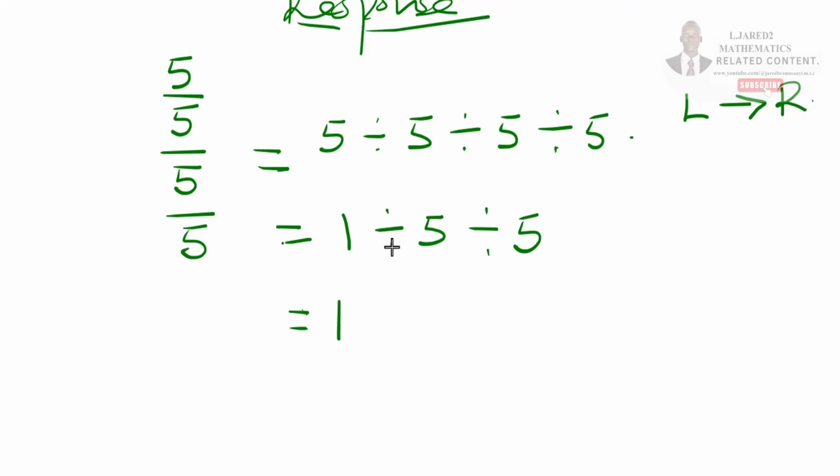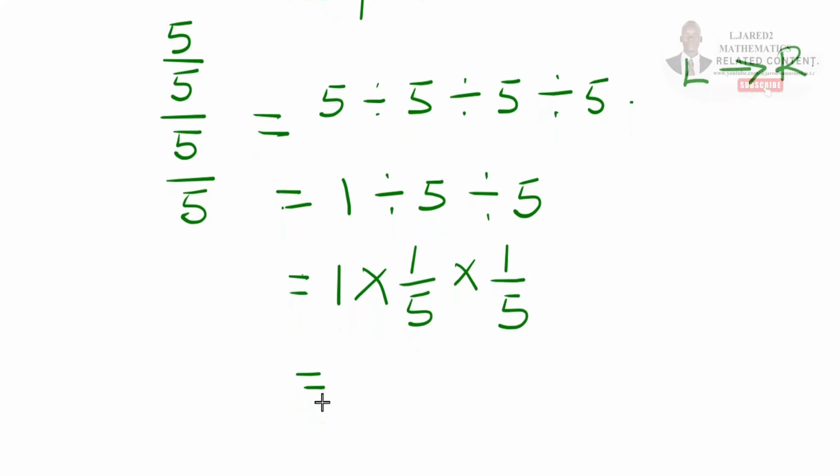Since this is the division symbol, let us change it to multiplication. Then we get the reciprocal of 5, which is 1 divided by 5. Also, the same applies to this. We change it to multiplication, and we get the reciprocal, which is 1 out of 5. So our next step, we are just going to multiply.